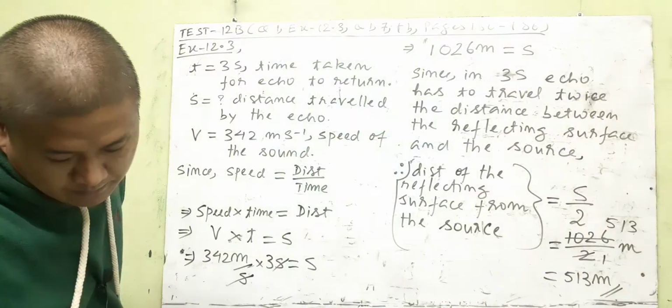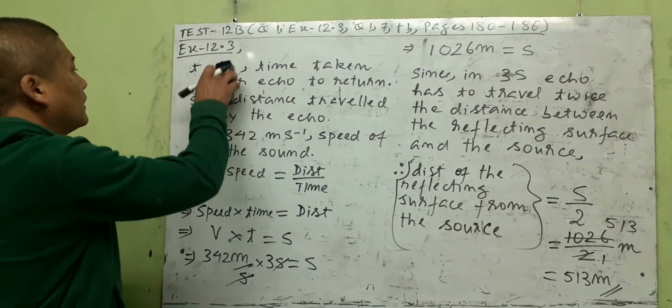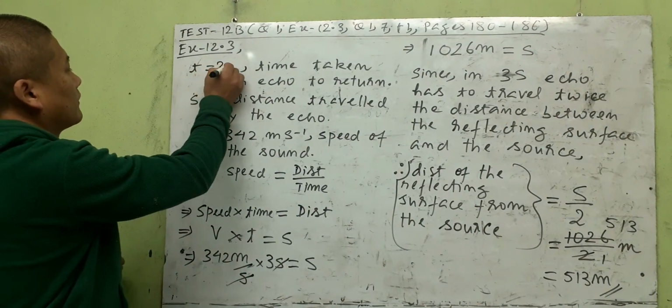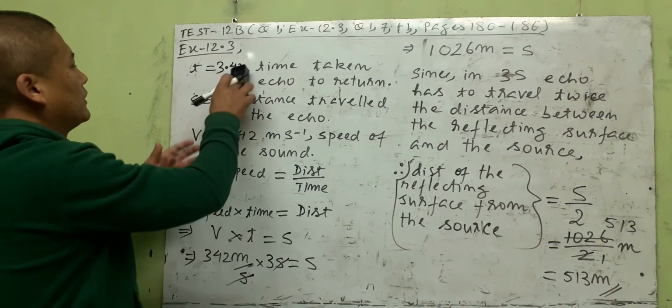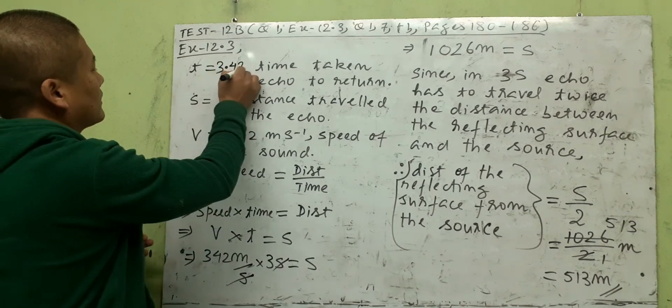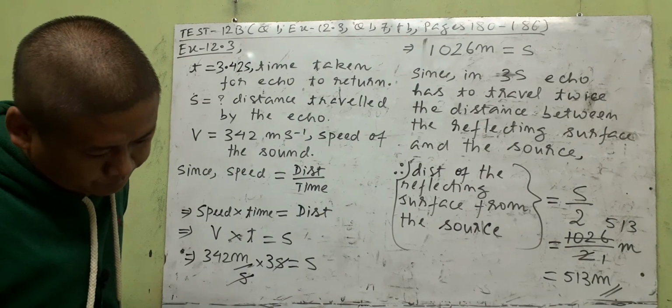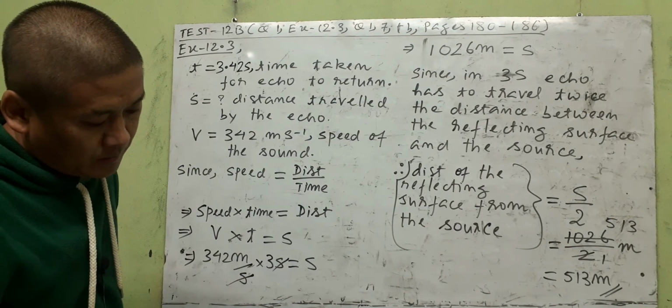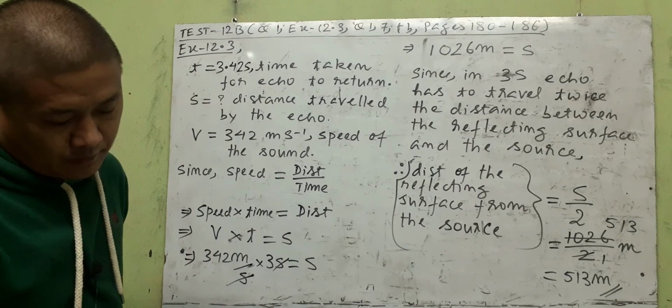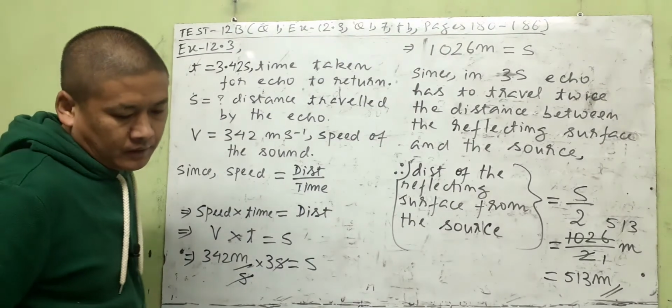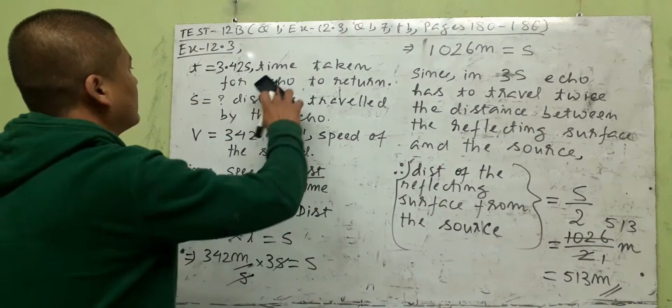So t is equal to now 3.42 seconds. That's what we need to change, the numbers only. Otherwise, the same type of question we're going to set. This is the time. Okay, time taken for the sonar pulse. No, sorry, time between transmission and detection.